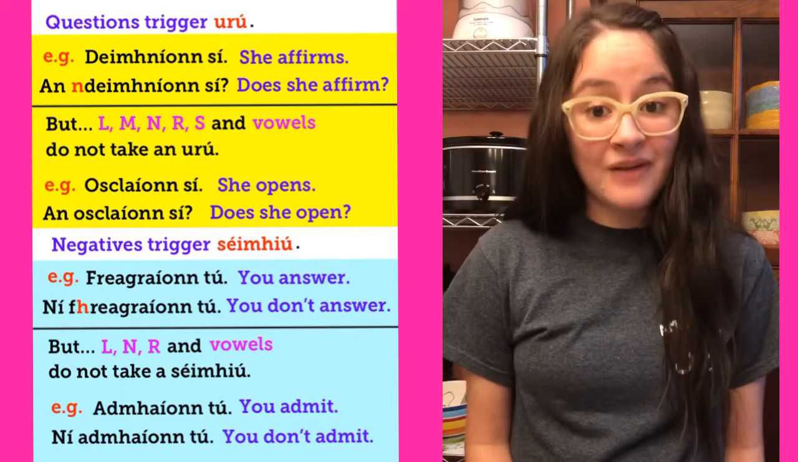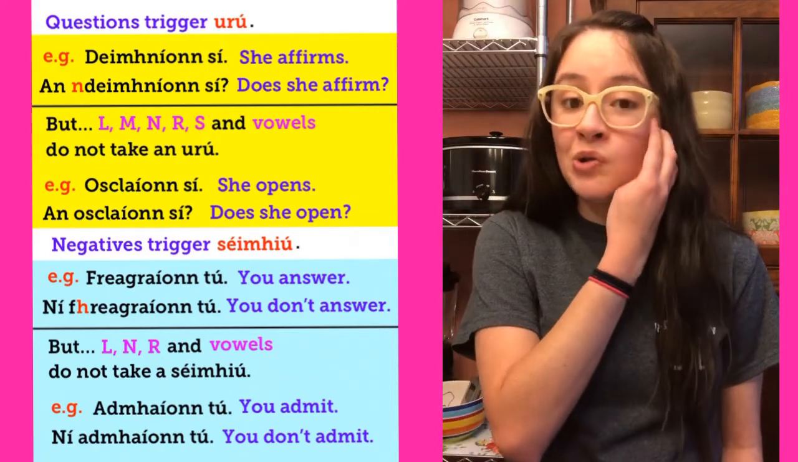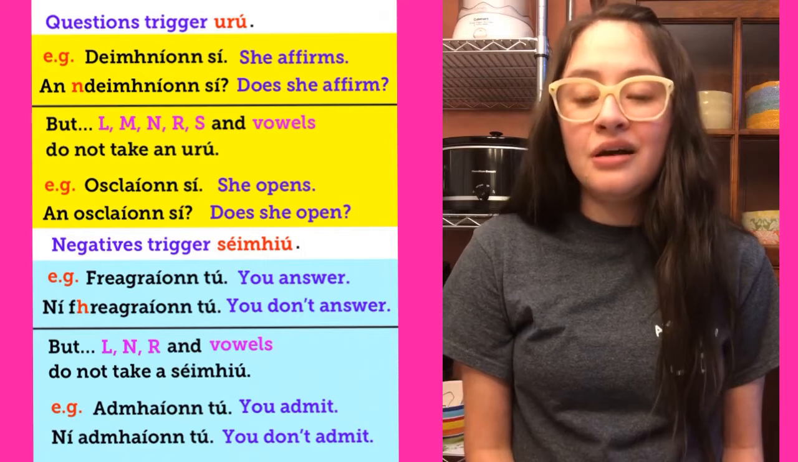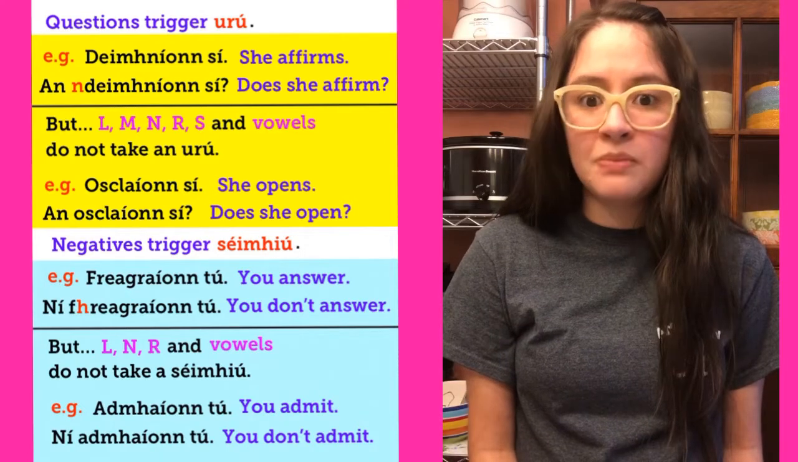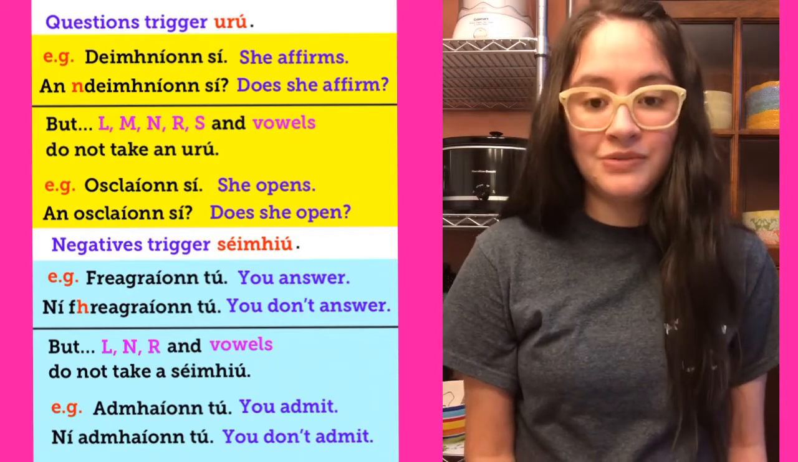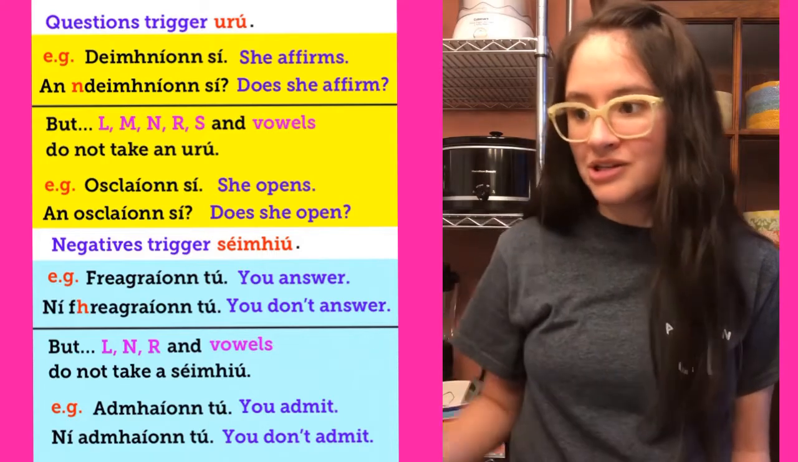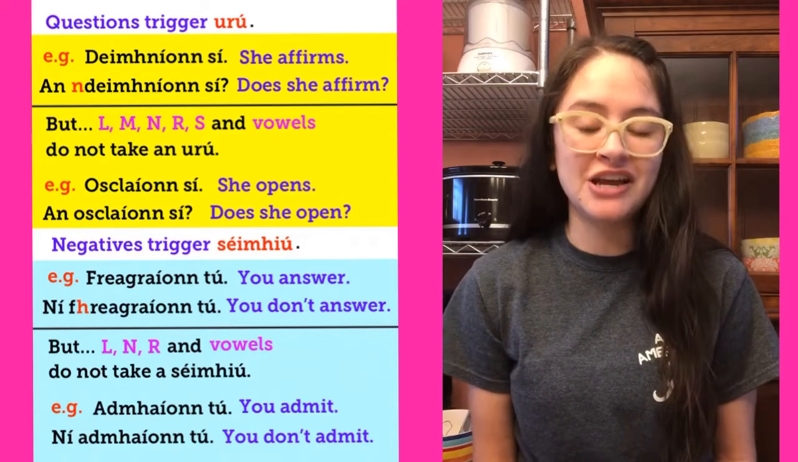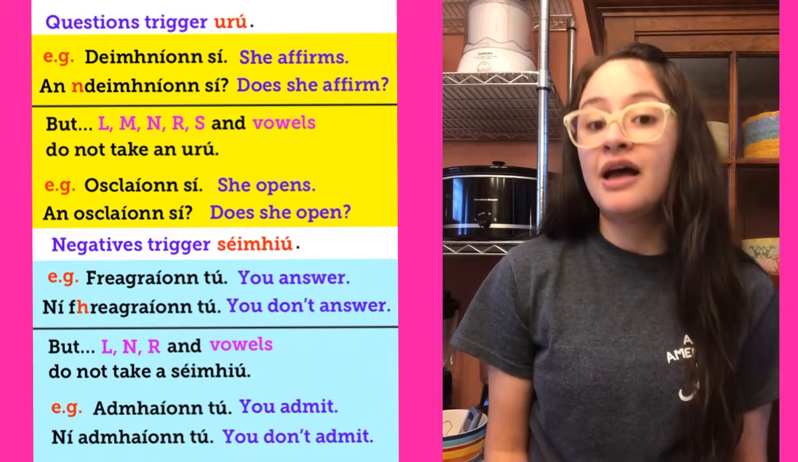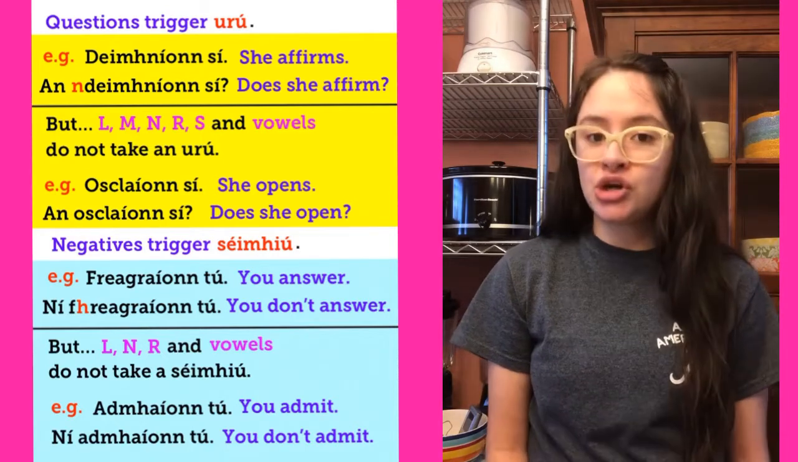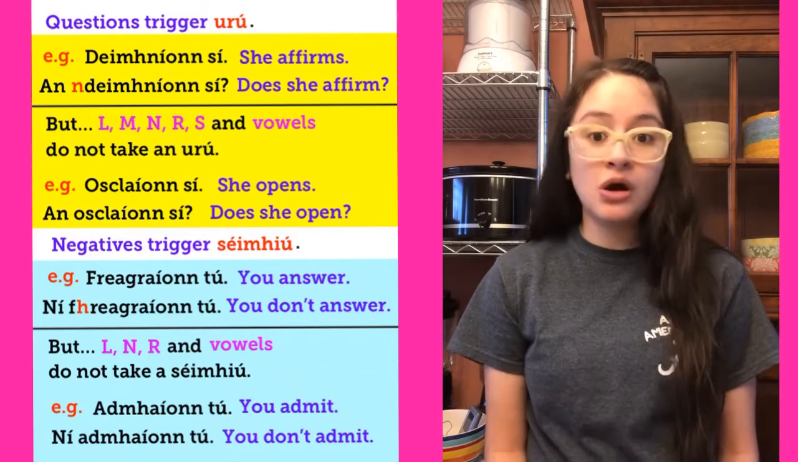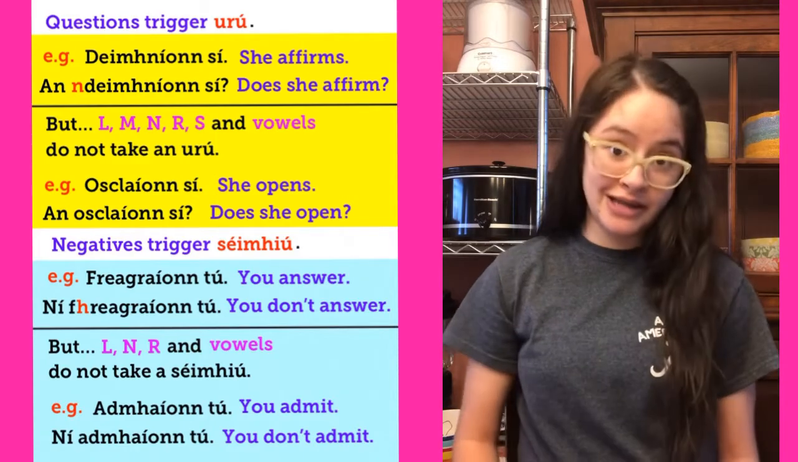I messed up in the last video, and I didn't include M on that list, but I should have, so I'm going to fix my notes on that I put on my Instagram to reflect the real list. So for example, osclaíonn sí, she opens, and an osclaíonn sí, does she open? Osclaíonn starts with an O, which means it does not take an urú.